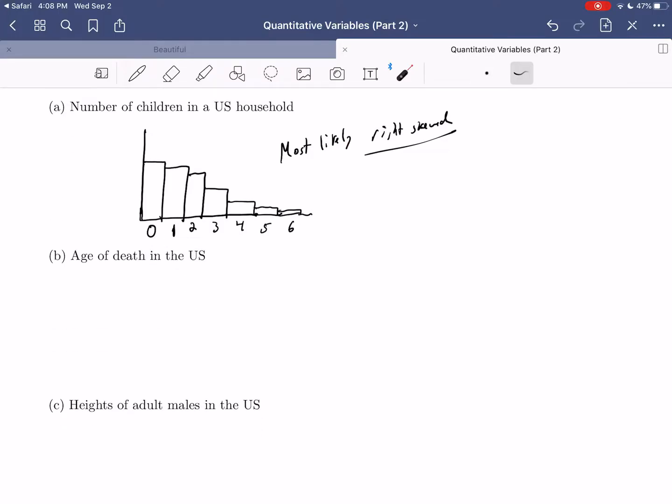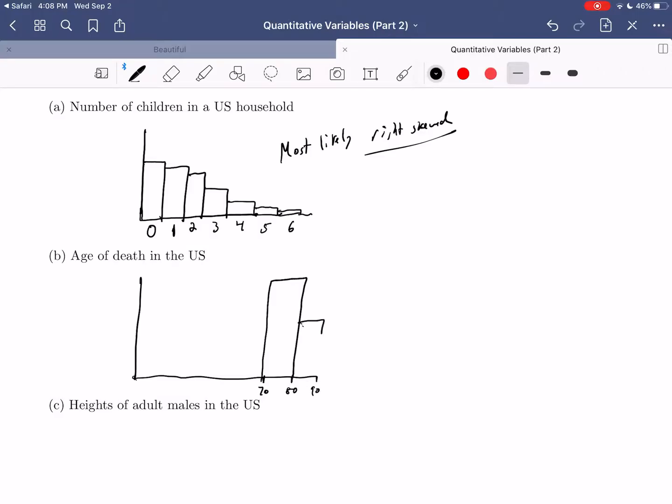Okay, let's talk about age of death in the United States. So for this one, same idea. If we're making a guess, we might think that the most common is going to be somewhere like 70 to 80. Now, are there a lot of people who live 80 to 90? Maybe there's some, right? Not a ton. Are there a lot of people who only live to 60 to 70? That's also probably very large.